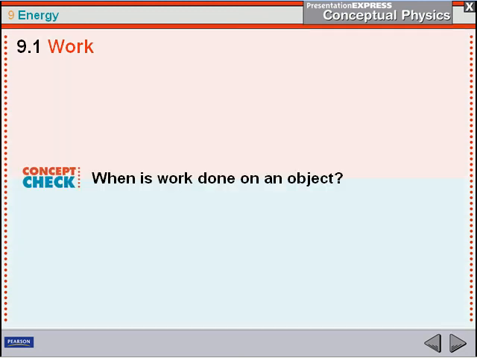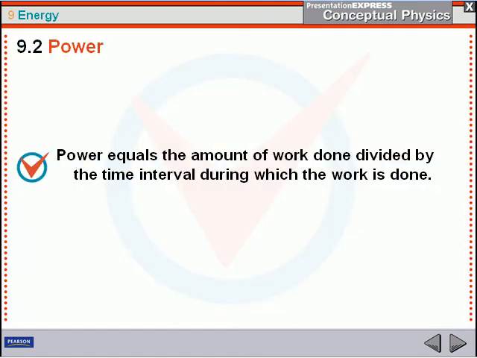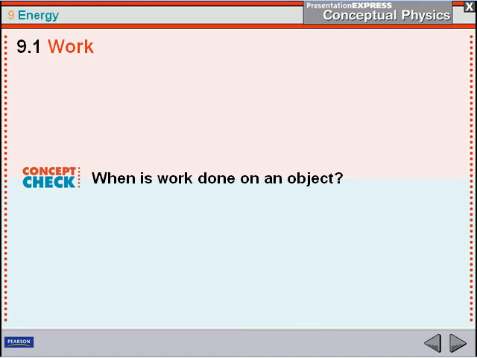So once again, when is work done on an object? Work is done on an object when a force is applied over a distance to move the object.